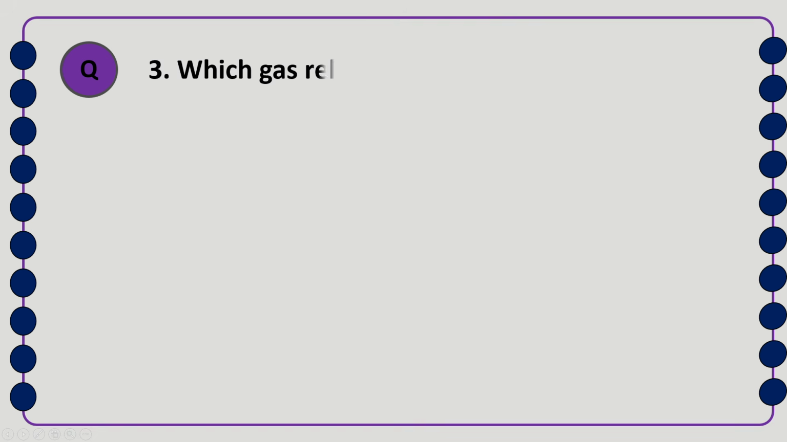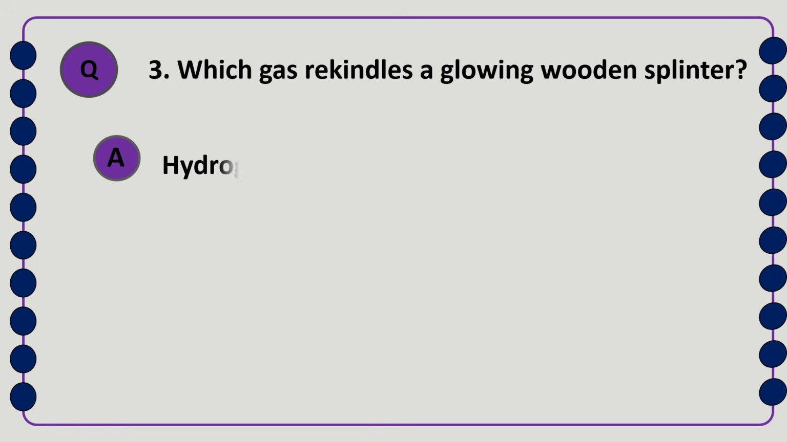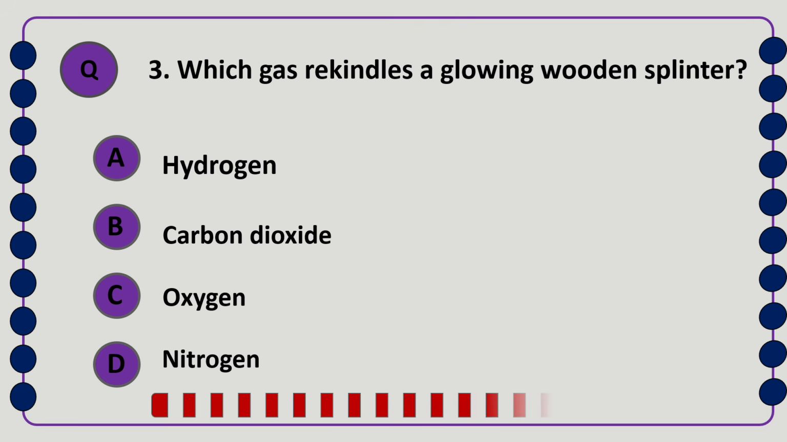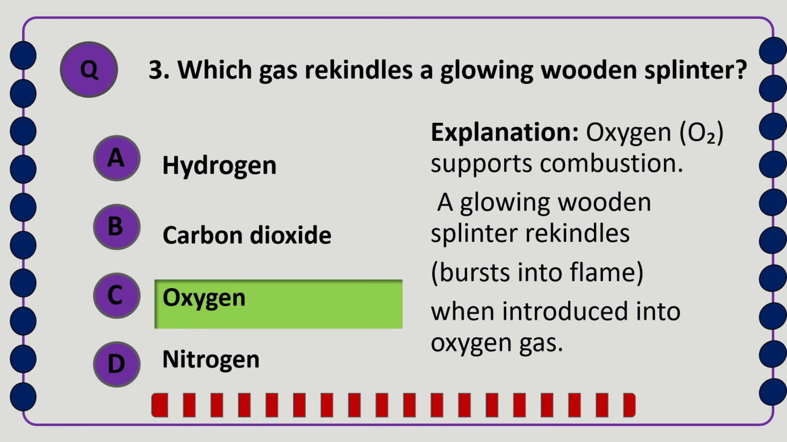Question number 3. Which gas rekindles a glowing wooden splinter? This is a very common question again. Hydrogen, carbon dioxide, oxygen, nitrogen. And you all know the answer, I know that. Correct, oxygen. Oxygen supports combustion. A glowing wooden splinter rekindles or bursts into flame when introduced into the jar containing oxygen gas. I hope this is clear. Let us move to the next question.